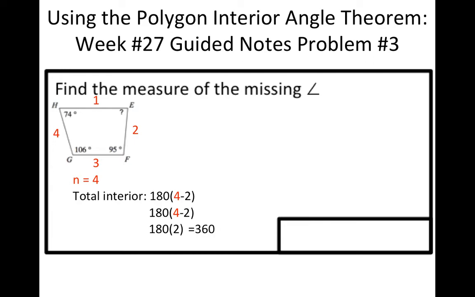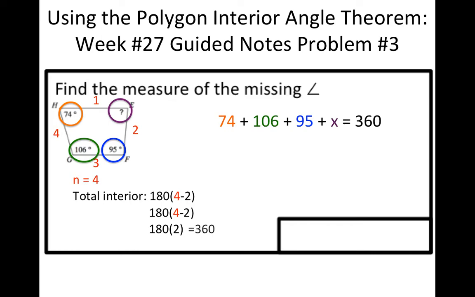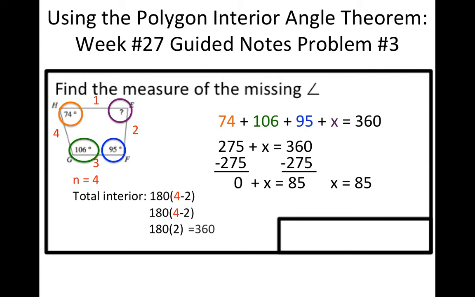So we know that this quadrilateral has 360 degrees, and that the different angles are 74, 106, 95, and x. And those add up to how much? Remember, they add up to the 360 we just calculated. So that is equal to 360. Add that up, subtract 275, and then I end up with my answer of x equals 85. So the measure of angle E equals 85 degrees.